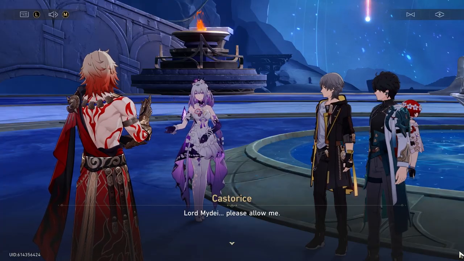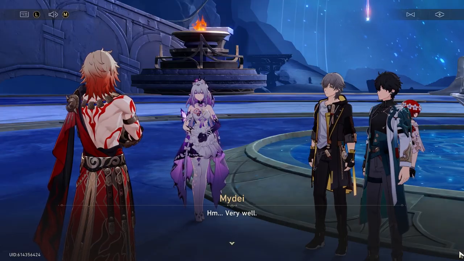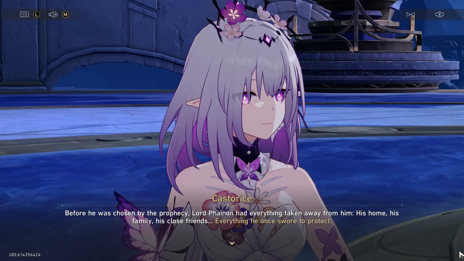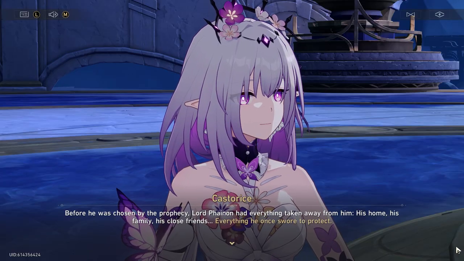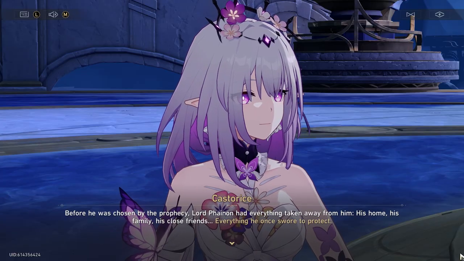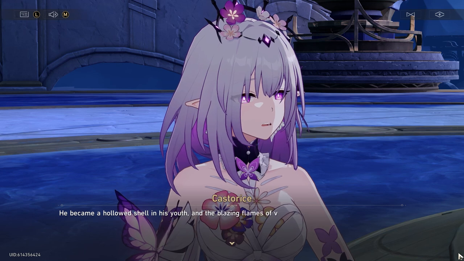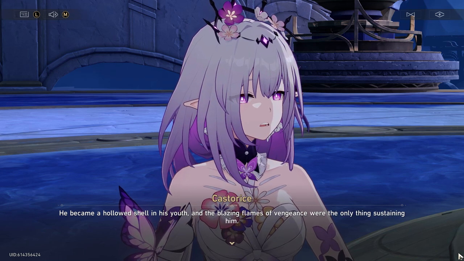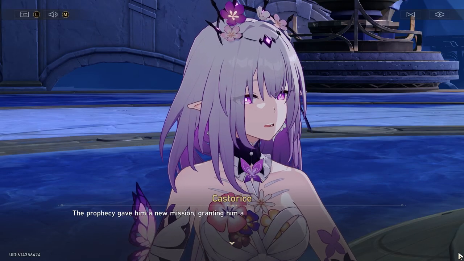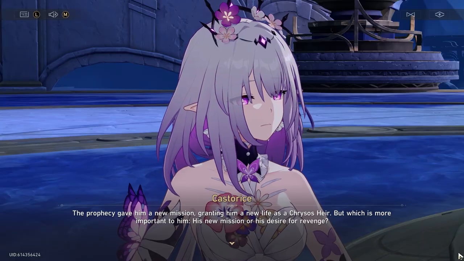Lord Mighty, please allow me. Very well. Before he was chosen by the prophecy, Lord Finan had everything taken away from him. His home, his family, his close friends. Everything he once swore to protect. He became a hollowed shell in his youth, and the blazing flames of vengeance were the only thing sustaining him. The prophecy gave him a new mission, granting him a new life as a Chrysos heir.